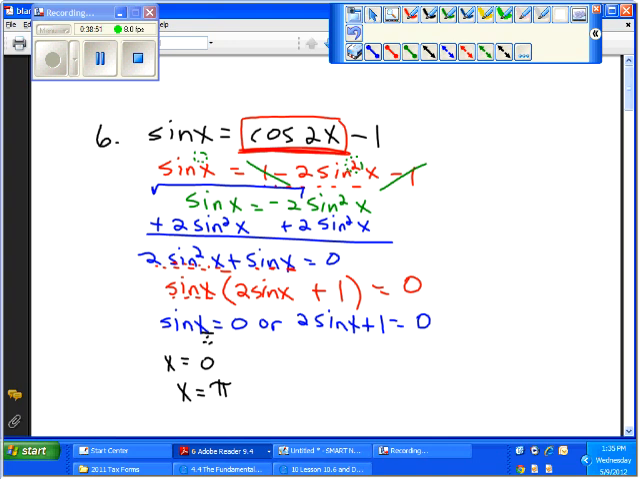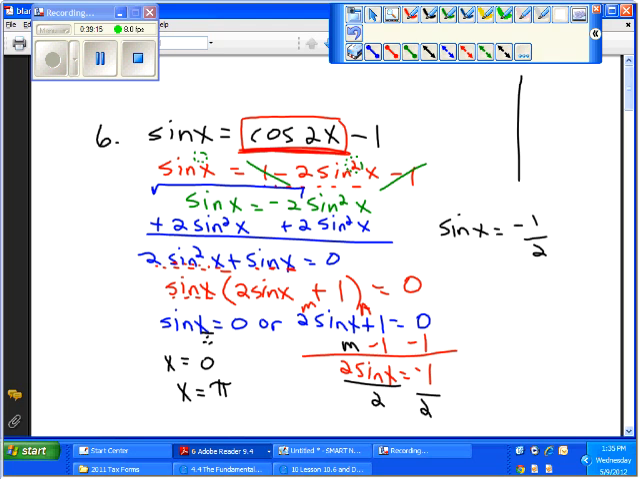And then we're going to solve the other one. We have multiplication and addition. We're going to undo addition by subtraction. Subtract 1. We will have 2 sine x equal negative 1. Undo multiplication by division. We will have sine x equal negative 1/2.